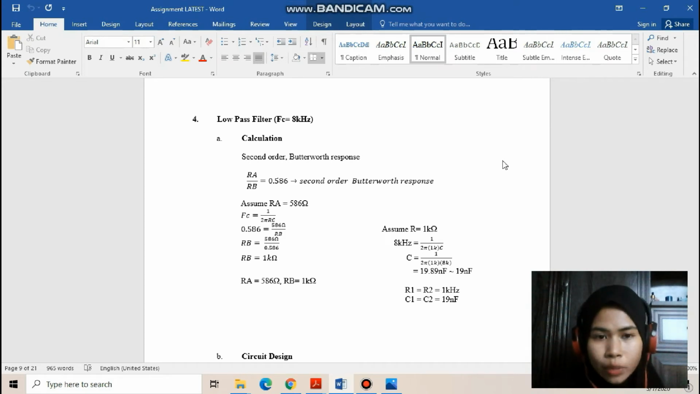For my part, I will explain about the active low pass filter. We were given some specifications for each circuit. For the low pass filter, the circuit must be a second order Butterworth response with a frequency of 8 kHz. First of all, I analyze the Butterworth response table.